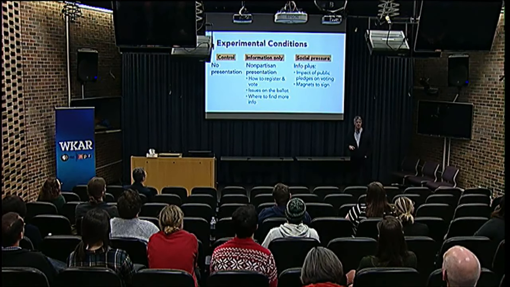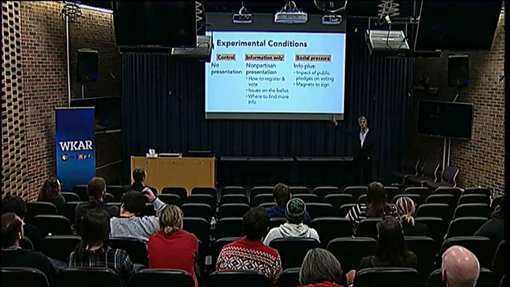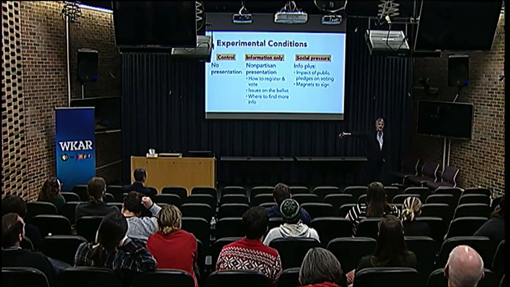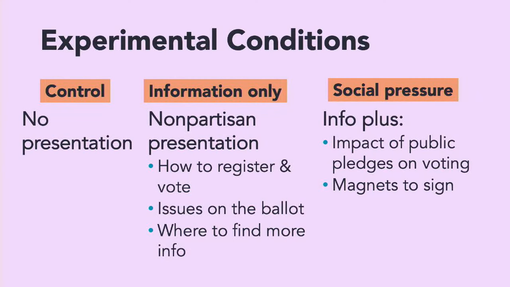Let me talk about the experimental conditions a little bit. So there's a large number of control classes who were not treated. Okay. Next up, I mentioned there are two components to the treatment. One is an information component. That was a nonpartisan presentation where we had the students who went to give those presentations. They talked about how to register and vote. They talked about some of the issues on the ballot. So you might recall in 2018, there was a ballot initiative on marijuana, for example. So the students were told that was going to be one of the issues there. Also, where to find more information about voting if they wanted to go find it. So that's the information component.